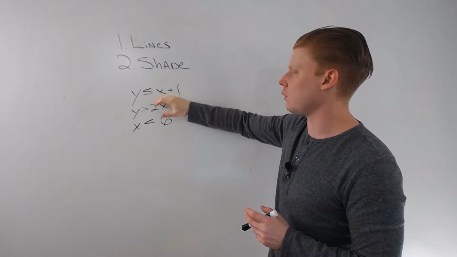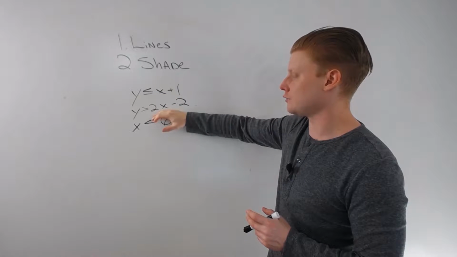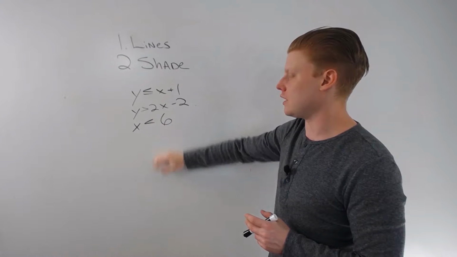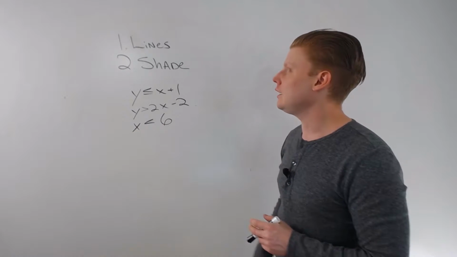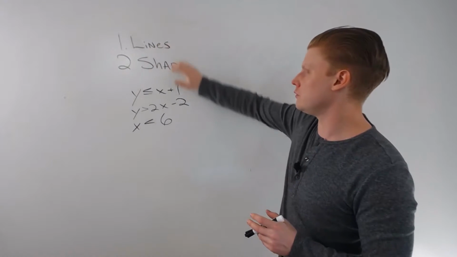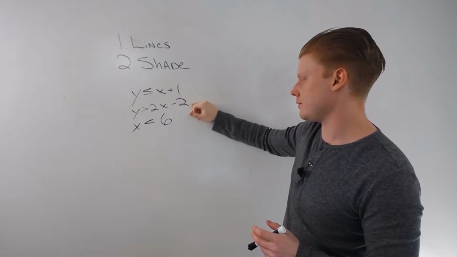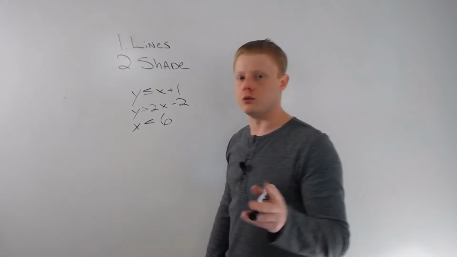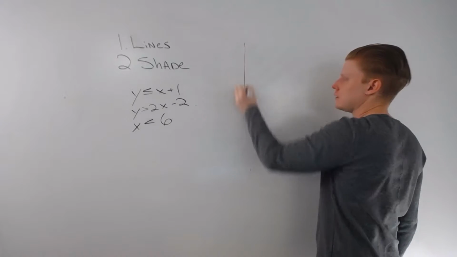So I've written three inequalities here. Y is less than or equal to x plus 1, y is greater than 2x minus 2, and x is less than 6. So I'm going to go through the first inequality, step 1, step 2, graph it, shade it, and then we'll talk about solutions. Okay. So let's just start at the beginning.